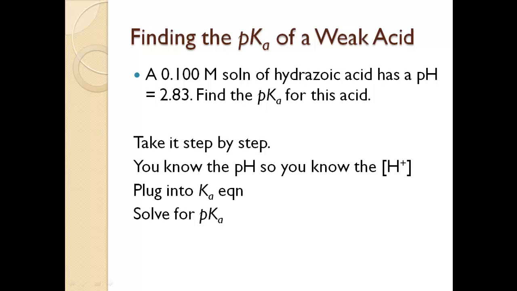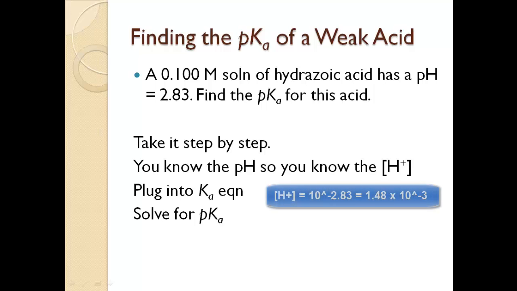So now this is a little bit different, because I'm giving you the pH and I want you to find the pKa. This is really simple. All you've got to do is, like I said here, take it step by step. You know the pH, so what does that mean? That means that you know the concentration of the hydronium ions, the H plus ions. So to find the H plus concentration, I'm going to do 10 to the negative 2.83, which gives me 1.48 times 10 to the negative 3 molar.